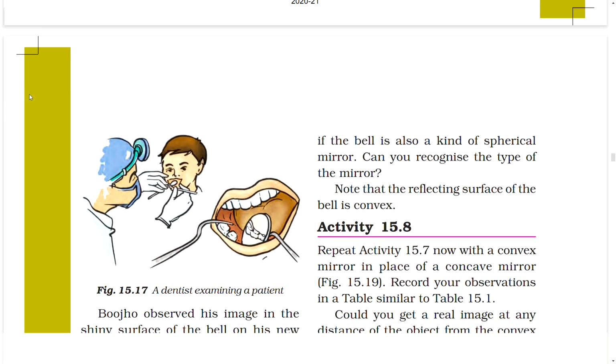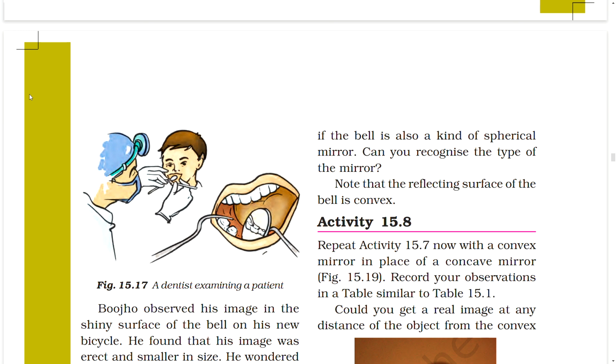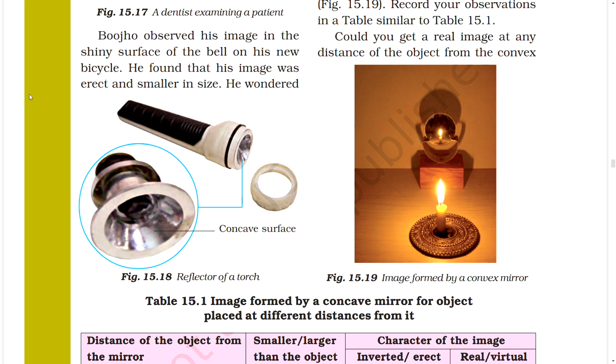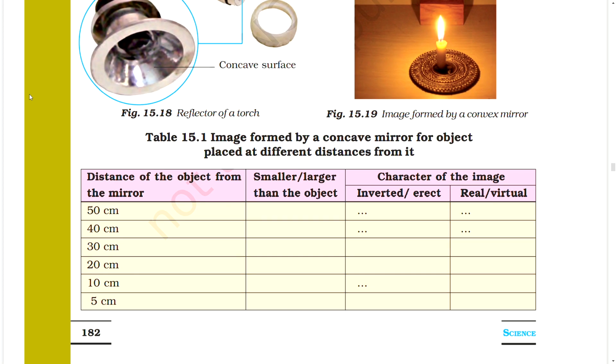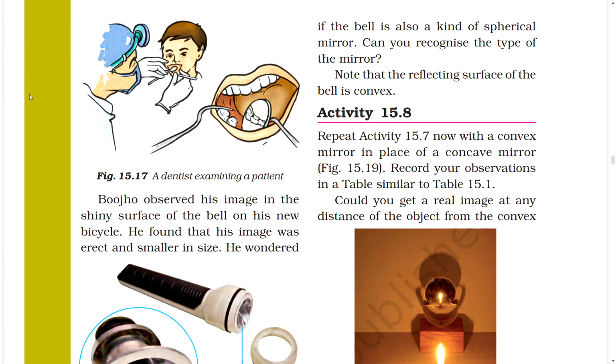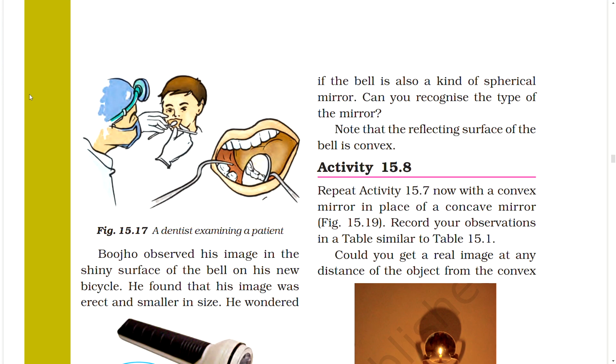Figure: a dentist examining a patient. Bojo observed his image in the shiny surface of the bell on his new bicycle. He found that his image was erect and smaller in size. He wondered. Figure: reflector of a torch. If the bell is also a kind of spherical mirror, can you recognize the type of the mirror? Note that the reflecting surface of the bell is convex.